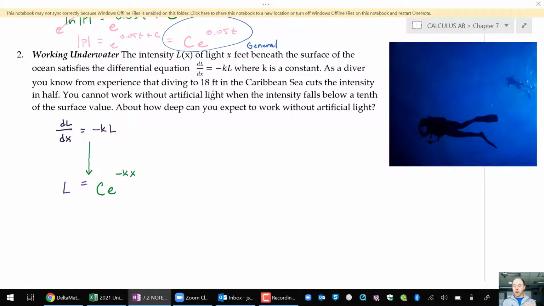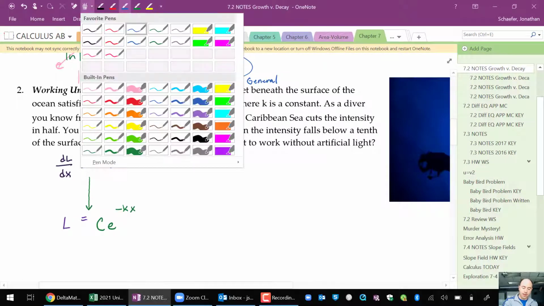And we know from experience that the deeper you go, the farther away from the surface of the ocean, of the water, the less light there is. So the light intensity decreases the deeper you go. And the question here says that you cannot work without artificial light when the intensity falls below 1/10 of the surface level value. About how deep can you expect to work without artificial light? So here's this diffy, dL/dx, where L represents light intensity and x is the distance in feet beneath the surface of the water. Now, let me just make a table of comparison here.